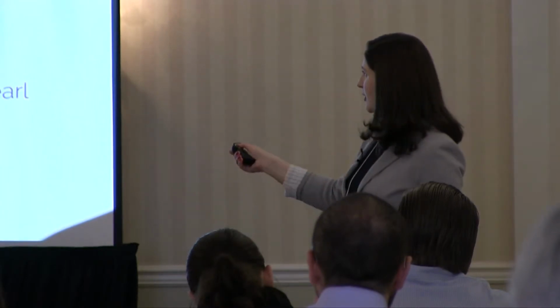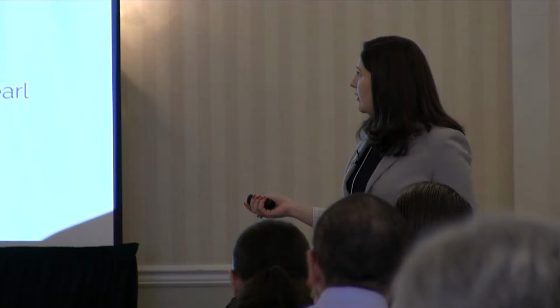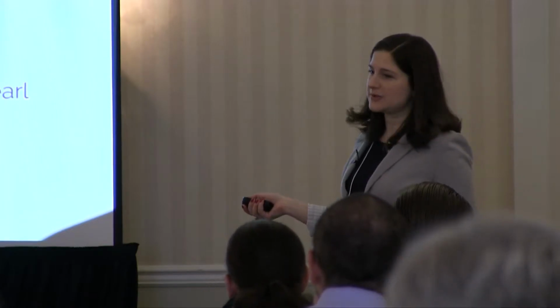So I'll go through some adjustment strategies. And as I warned you at the beginning, I'm a little bit biased. I kind of grew up on matching and stratification and propensity scores. That's one school of thought. It's pretty popular specifically with statisticians. There are a couple of other really popular approaches, difference-in-differences and instrumental variables. Those tend to be popular with social scientists, I've noticed, with political scientists and with economists. And then there are actually other schools of thought, especially for computer scientists, and you can read more about those. I recommend a book here by Judea Pearl. But we'll go through these potential adjustment strategies.